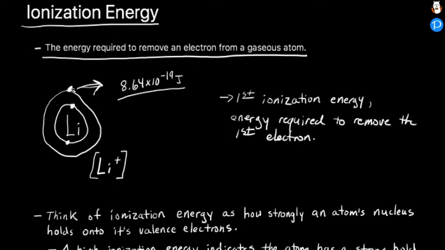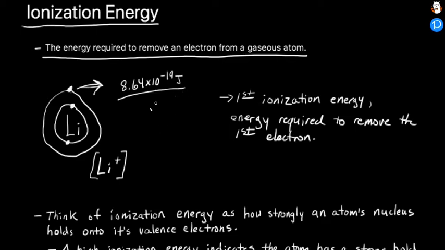Now, to remove that first electron for any element, whether we're dealing with lithium or carbon or oxygen, that's known as the first ionization energy, because that's the first electron that you're removing. So it's different for every element. For some it takes a lot of energy, and for some it's not so much. Lithium actually has a smaller ionization energy.